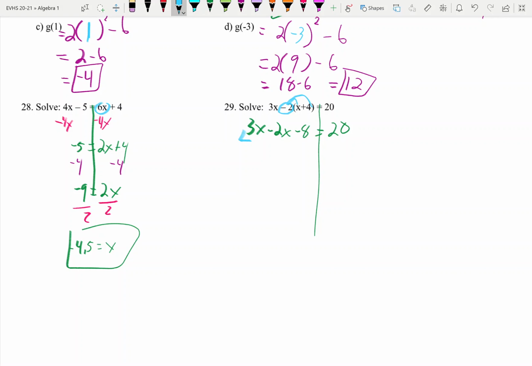Okay, now we're going to combine our like terms. 3x minus 2x is just x. Minus 8 equals 20. Now we've got to add 8 on both sides. That's going to leave me with x is equal to 28.